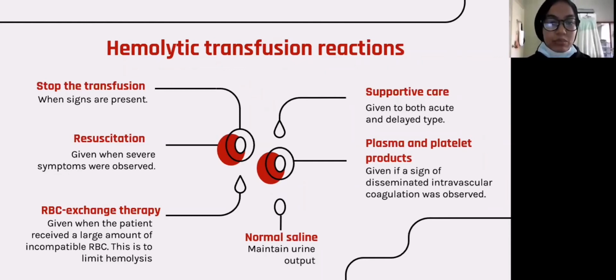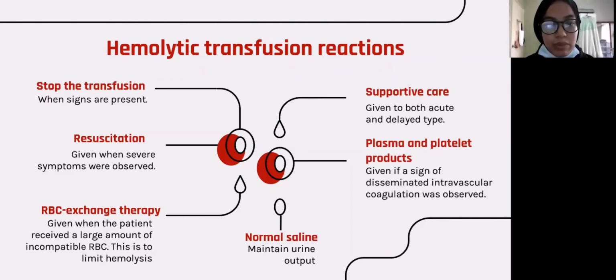If the patient receives a large volume of incompatible RBC, you can consider giving the patient RBC exchange therapy. The reason is that we want to reduce the circulating incompatible RBC burden and also to limit the hemolysis. Other than that, we also have to provide normal saline to the patient. This is to maintain the urine output of the patient.